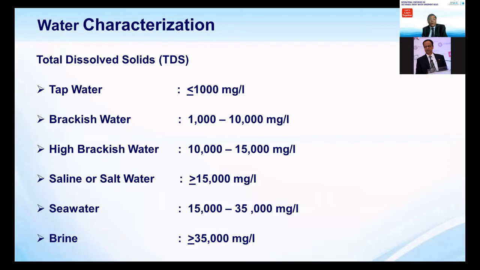Tap water normally has less than 1,000 milligrams per liter TDS. Similarly, brackish water we normally call 1,000 to 10,000, and high brackish 10,000 to 15,000 TDS. Saline or salt water is greater than 15,000 TDS, and seawater is 15,000 up to 35,000. Normally, seawater has above 35,000 TDS in all oceans, and a brine solution whose TDS exceeds 35,000 is called brine.